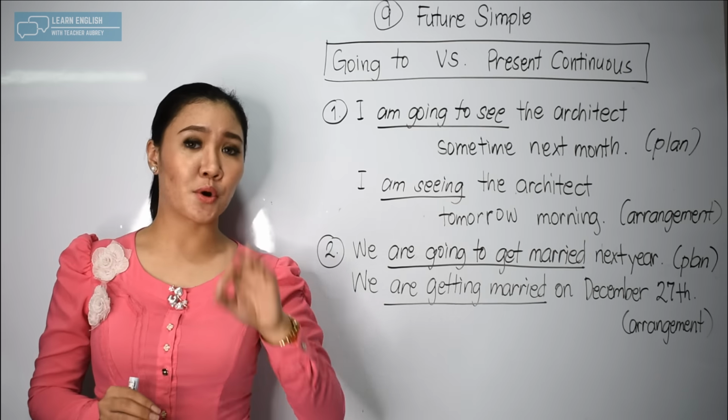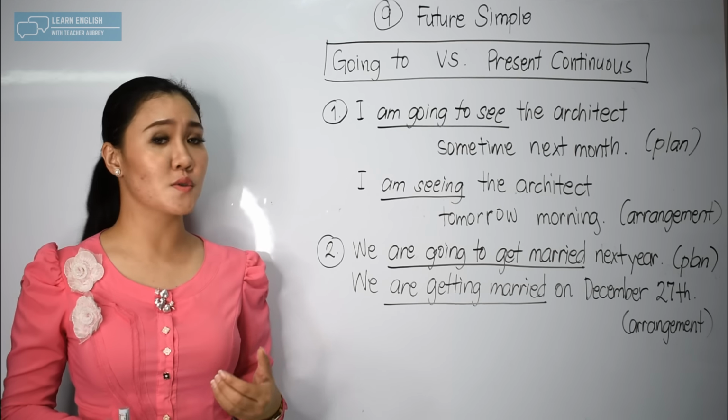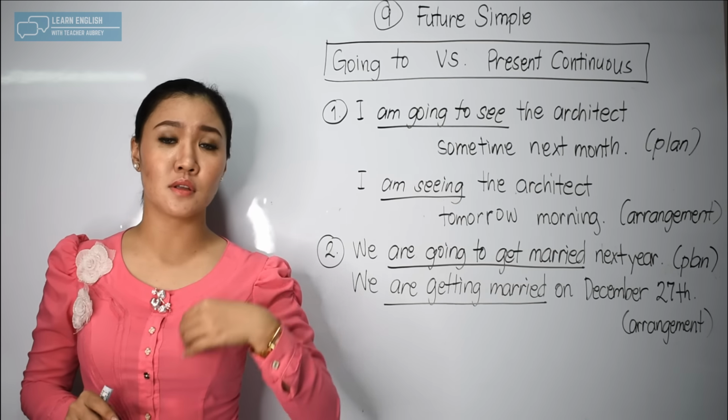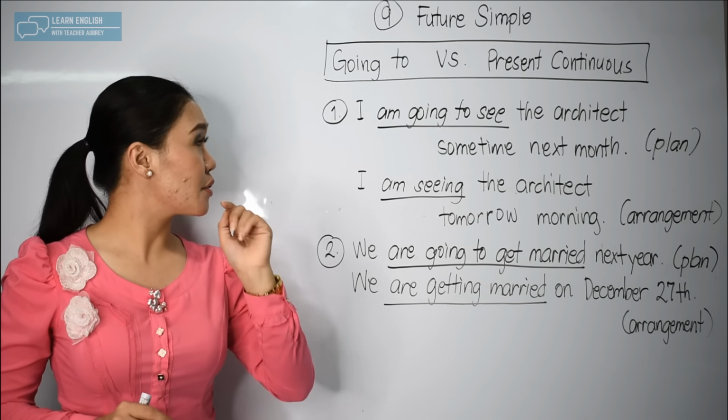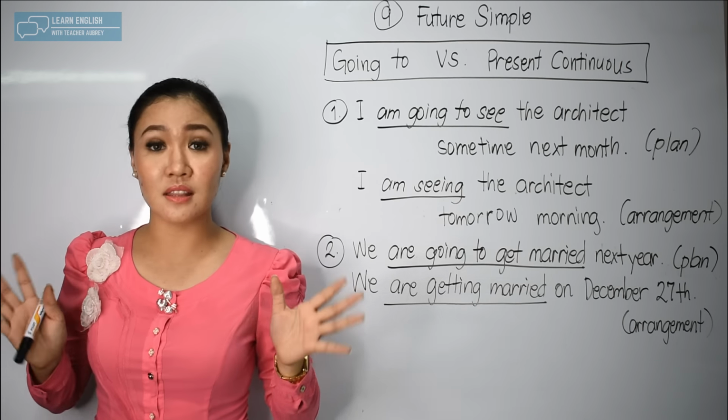Before we proceed to our third and last form of the future simple, let's try to differentiate first the first two, which are the going to and present continuous, to see the difference.